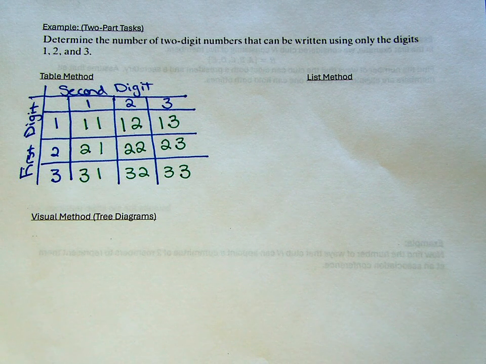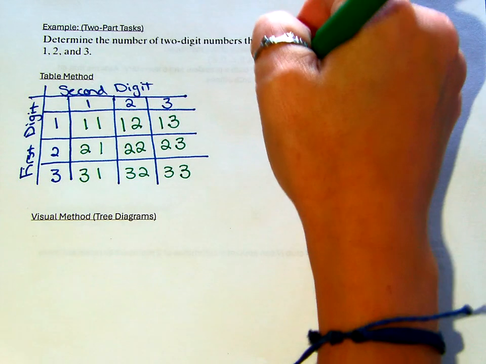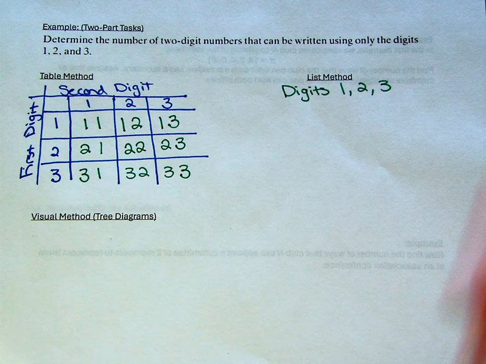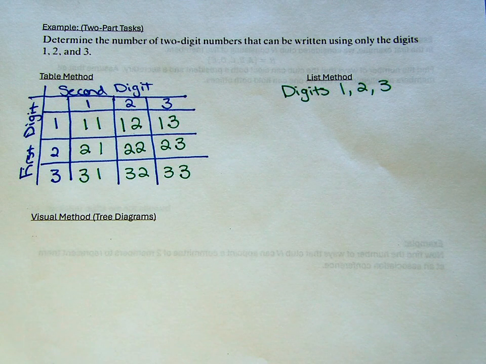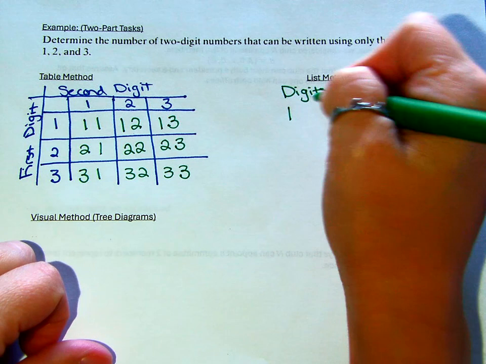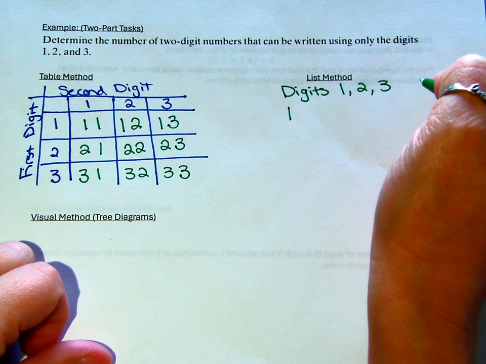The list method is really what I think is the more common. If you were just sitting down trying to do these, I think this is a way you would approach these problems because it's the way that seems most logical. We know that we have the digits 1, 2, and 3. So using the list method means we literally list out all the numbers. What are the possibilities? Well, I'm going to be very methodical so I don't accidentally forget one. And I'm going to start with 1 as my first number.